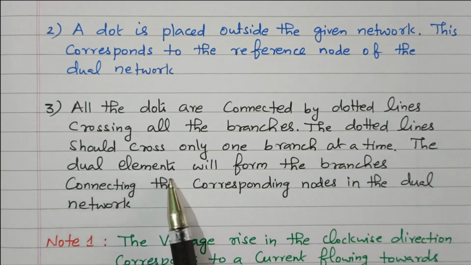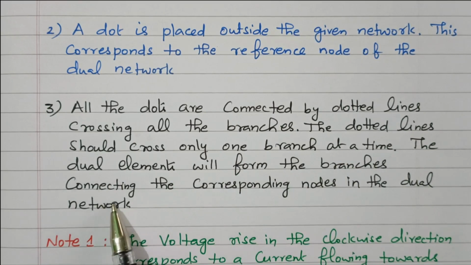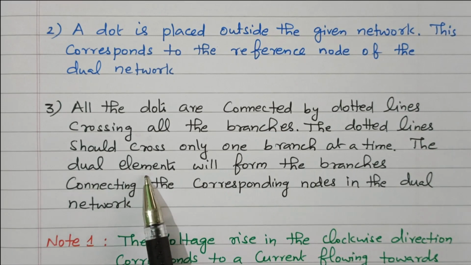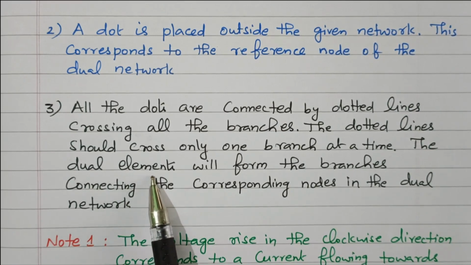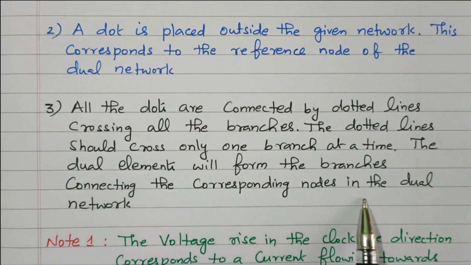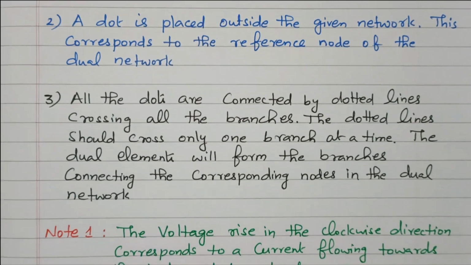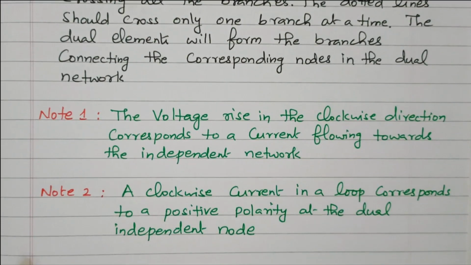The dual elements will form the branches connecting the corresponding nodes in the dual network, right? So while crossing, for a resistor the dual element, conductance, should be there. Inductor means capacitor. Capacitor means inductor. Voltage source means current source. So while connecting the dots through the elements, we need to find the dual of the network. That dotted line is nothing but the dual of the original network. We need to draw the dual network separately.